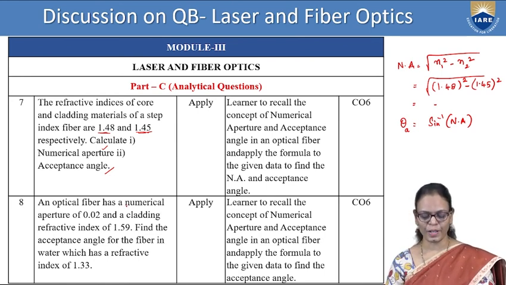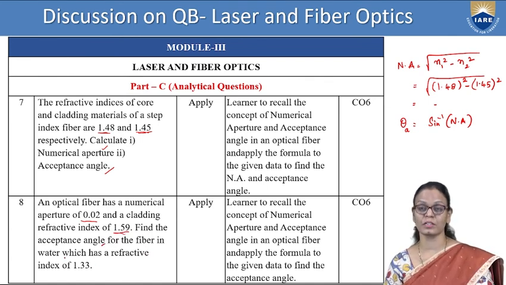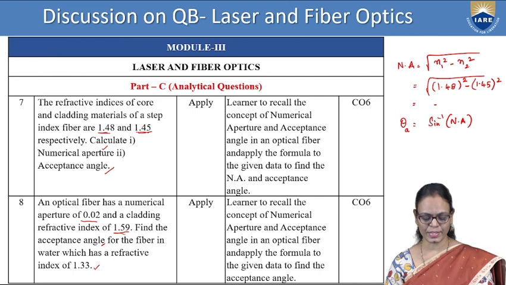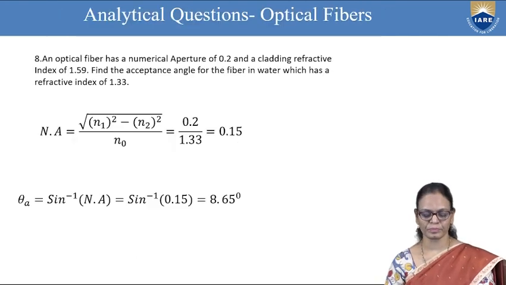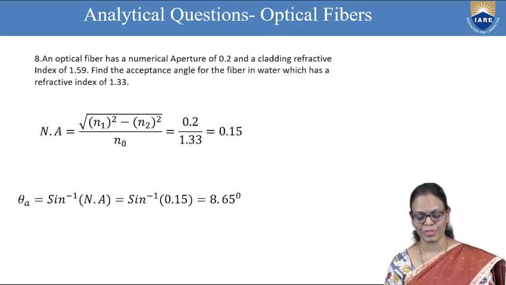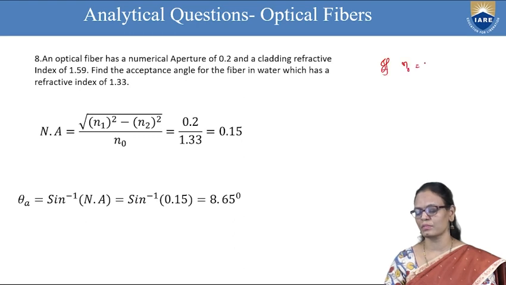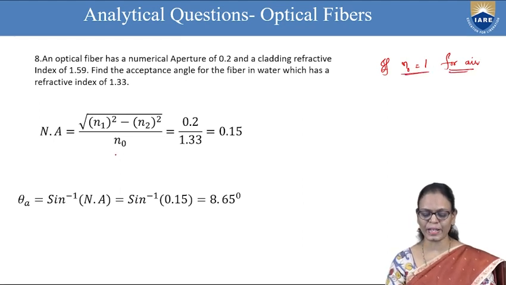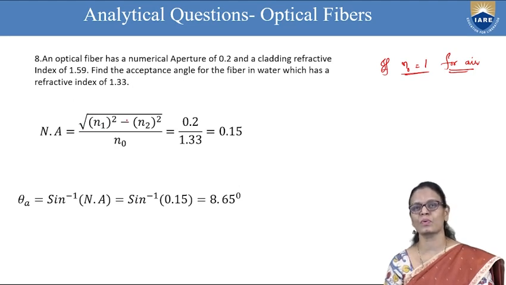Now the eighth one. An optical fiber has a numerical aperture of 0.02 and cladding refractive index, that is N2, of 1.59. Find the acceptance angle for water, which has a refractive index of 1.33. So we are not placing it in air now, we are placing the optical fiber in water. The generalized formula is NA equal to the square root of N1 square minus N2 square, upon N0. For air, N0, the refractive index, is 1, so we simply neglect N0 and write the square root of N1 square minus N2 square.